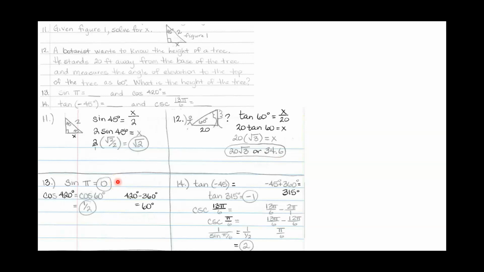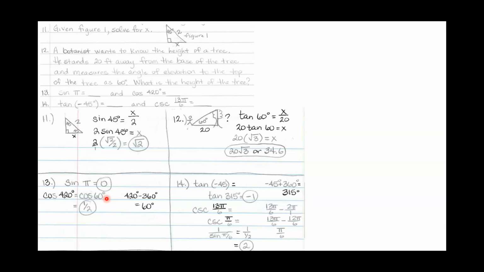All right, and then they asked us for cosine 420. 420 is not on our circle. It's too big, so we would have to find a coterminal by subtracting 360. So if I take 420 and I subtract 360, then I'm going to end up with 60 degrees. So the cosine of 420 would be the same thing as the cosine of 60. So if you look on your unit circle at 60 degrees, cosine, remember, is the x value. So it would be the 1/2.